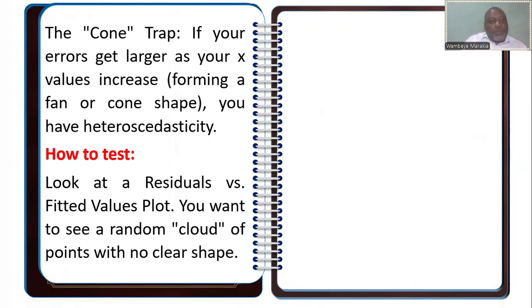How do you test for this? You look at the residual versus fitted values plot, and you want to see a random cloud of points with no clear shape. Now, when you plot your values in this case and you produce a cone kind of shape, then you know that this assumption is not being met.